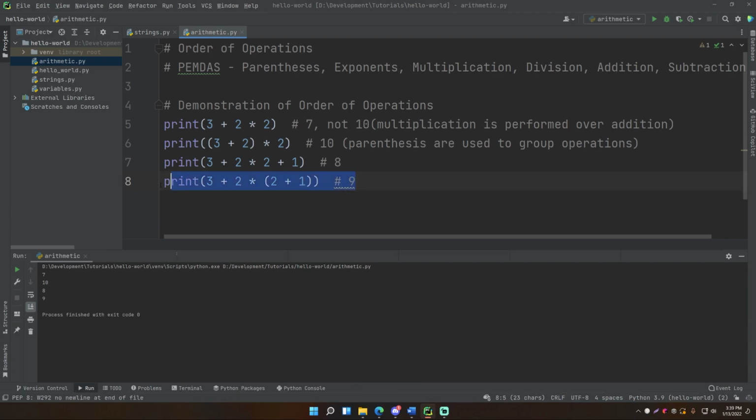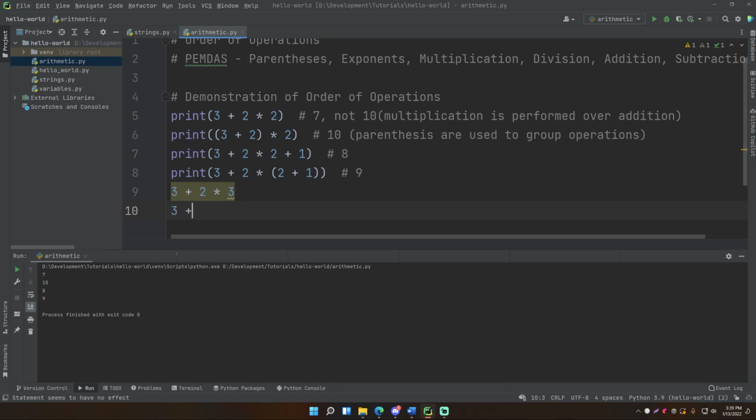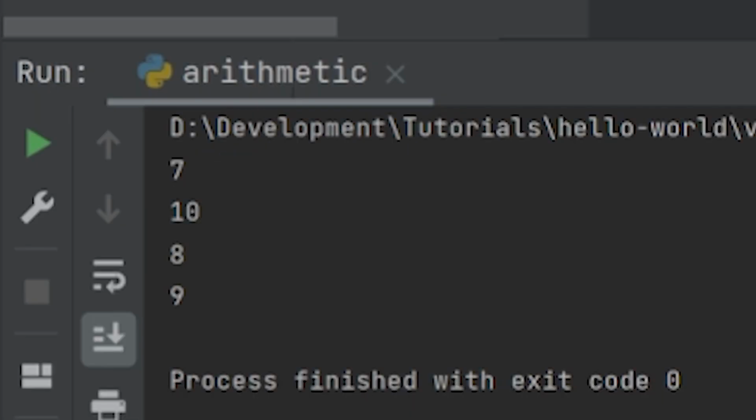I made an error in this bottom one here, so I just changed it just now. So anyway, this one has parentheses around the 2 and the 1, so this will be executed before the multiplication does. So it would be 2 plus 1, which is 3, so that will become 3 plus 2 times 3. So then multiplication comes over addition, so that would be 6, so that would be 3 plus 6, which is 9. So if you print this out, we get 9 at the bottom.